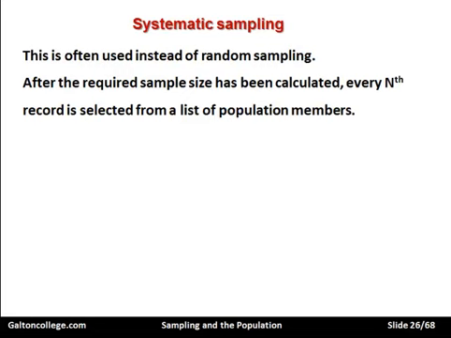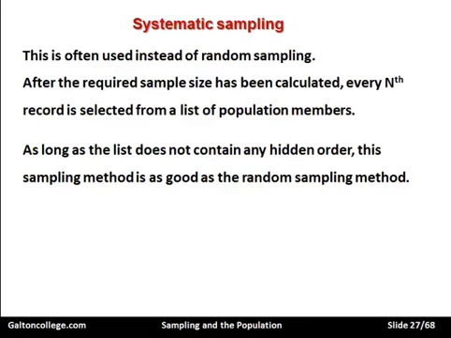As long as the list does not contain any hidden order, the sampling method is as good as the random sampling method, or at least it's often suggested to be as good. It's not truly as good. I mean, what I've got written on the slide there is perhaps too strong. The best is random sampling. That is the best. Systematic is good, providing there's no order to it.